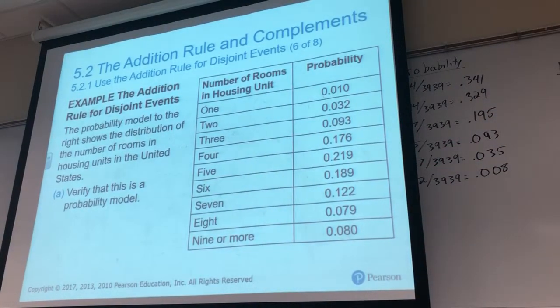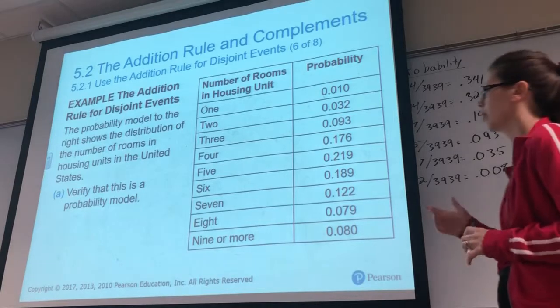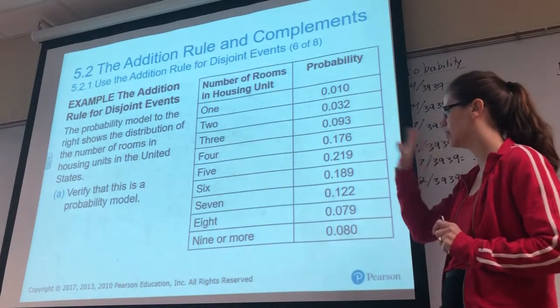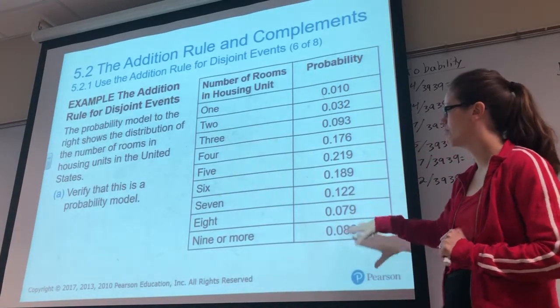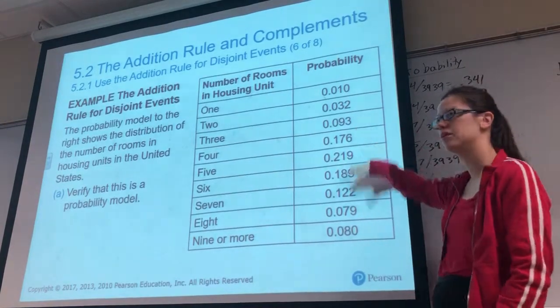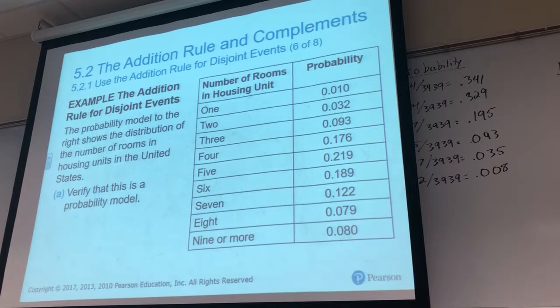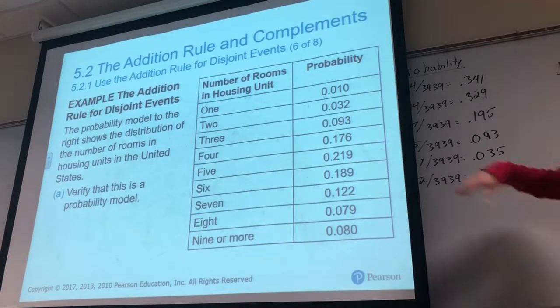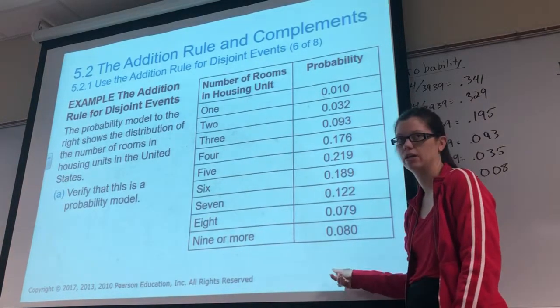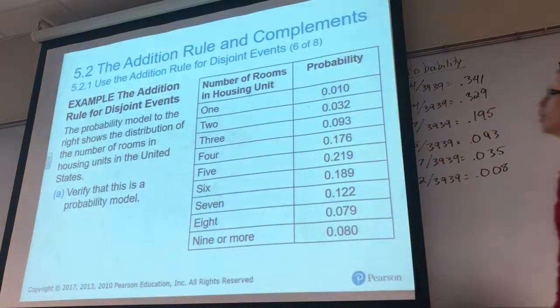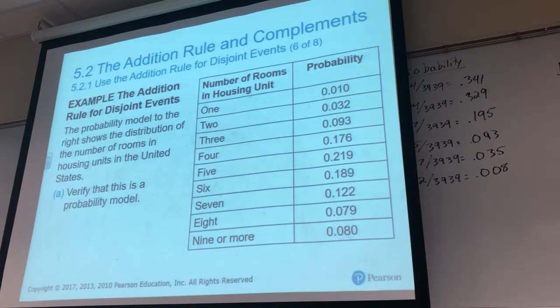So when you have something like this on the homework, if they ask you to verify that it's a probability model, it's going to be a drop-down menu for most of the parts. But it'll be yes, because all of your probabilities fall in between 0 and 1. That's the first thing you need to check. And then the second thing you need to check is that if you add all of these probabilities together, what should you get? 1. So double check those 2 things.